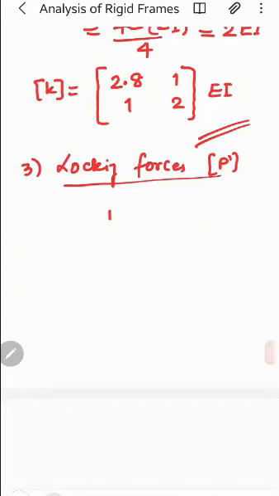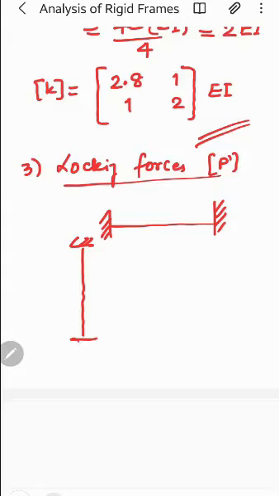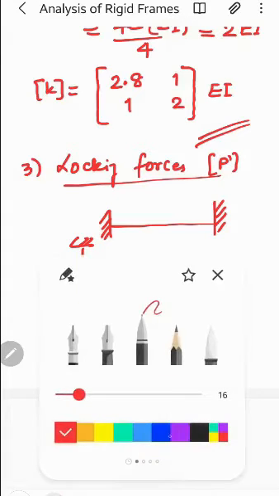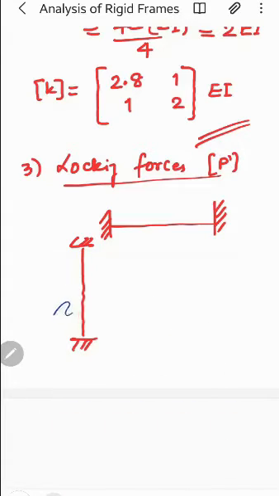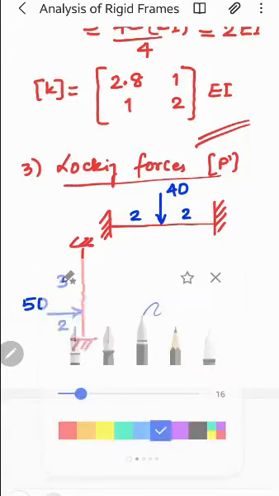So these fixed end moments are, this is member BC, this is member AB, right? I will show the load here. It is 50 kilonewton load here. Distance is 2 meter and 3 meter. And here it is central point load, which is 40 kilonewton load, which is 2 meter and 2 meter, right? How do you show the fixed end moments now?